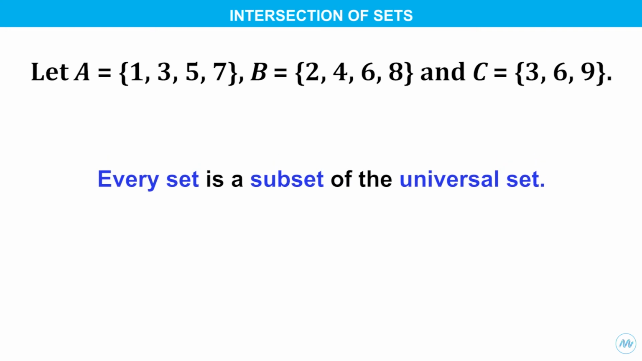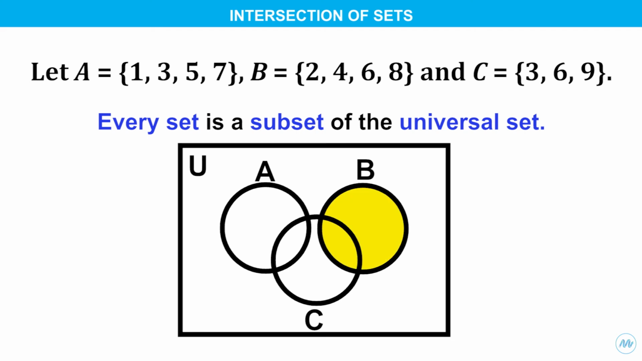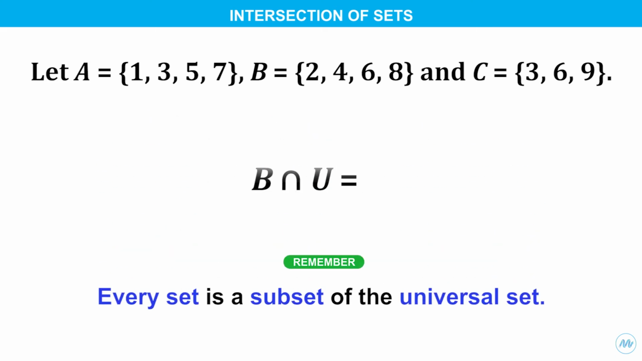Since every set is a subset of the universal set, it follows that every element of set B is an element of the universal set. Hence, B intersection U is equal to B.